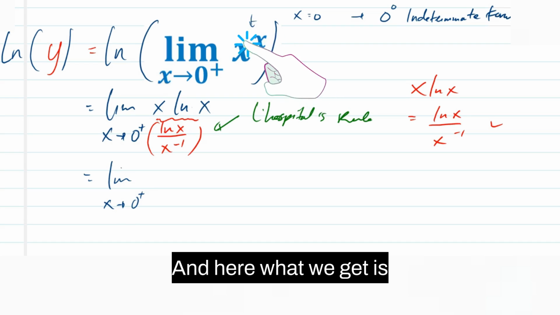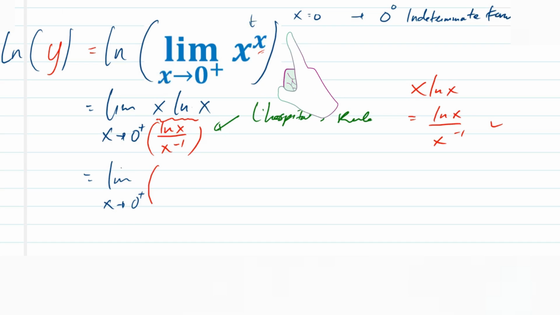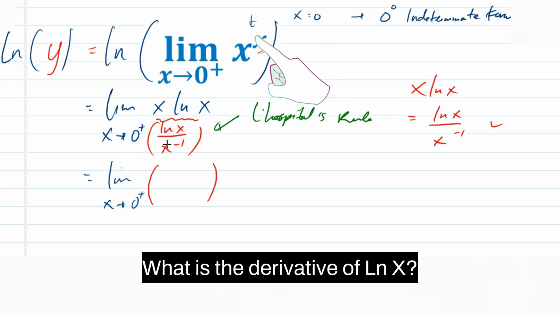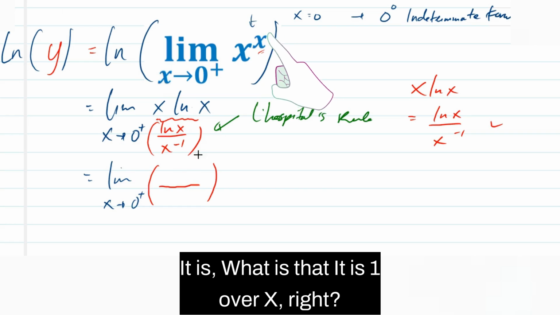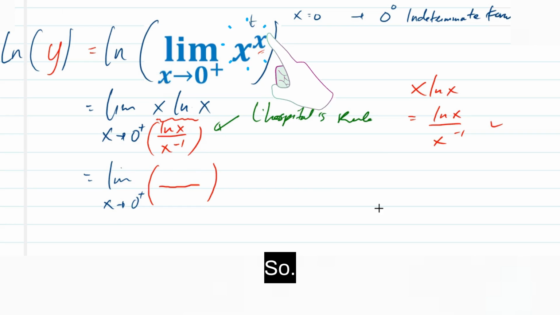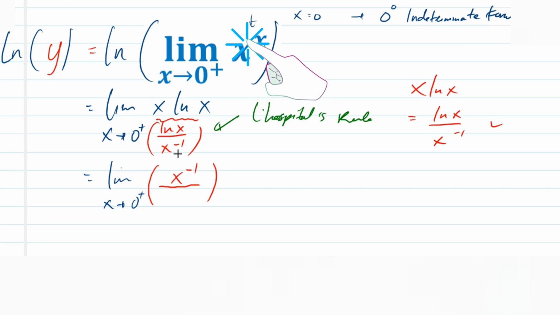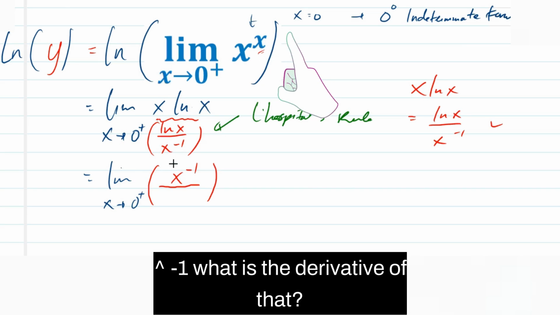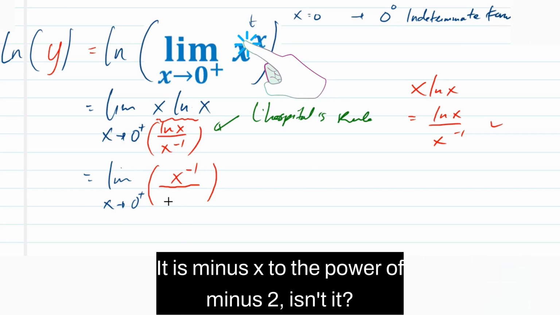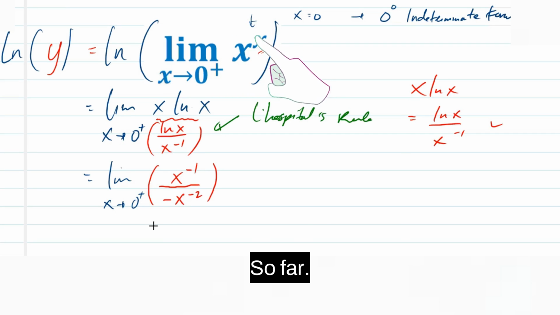And here, what we get is, what is the derivative of ln x? It is 1 over x, or I can just say x to the power of minus 1. And what about the bottom part? x to the power of minus 1, what is the derivative of that? It is minus x to the power of minus 2, isn't it? Okay, so far so good.